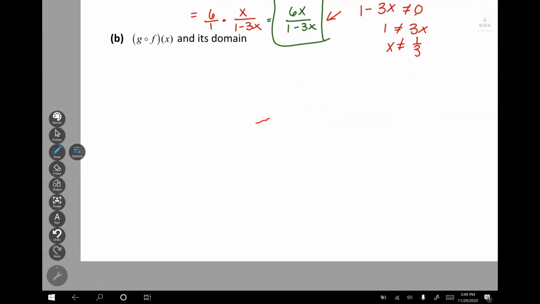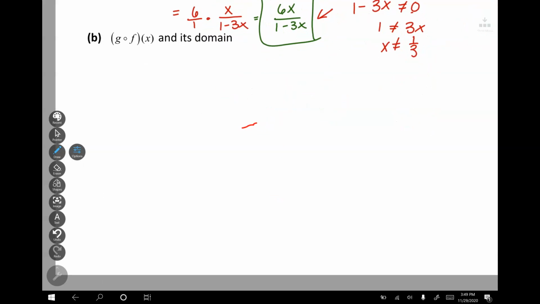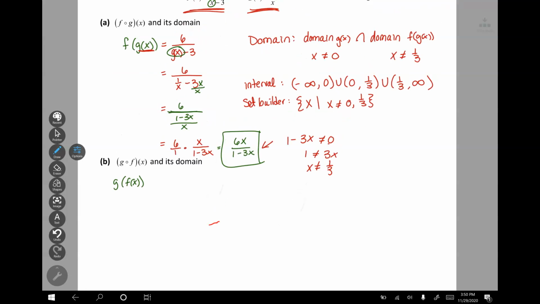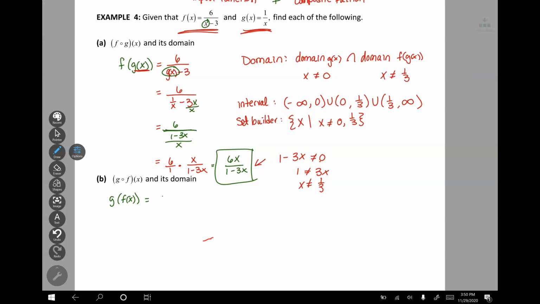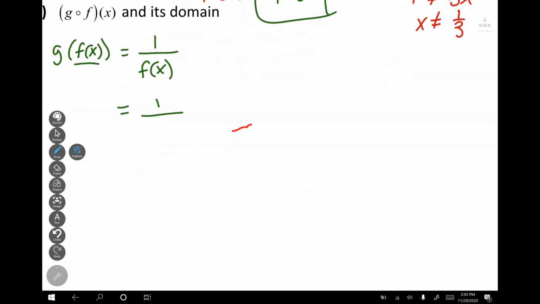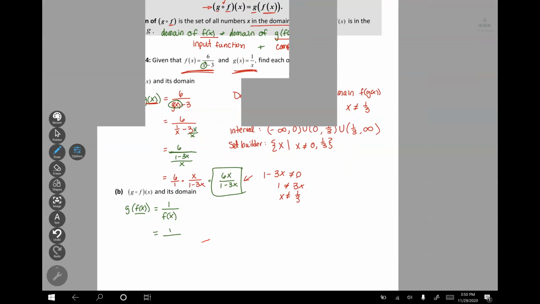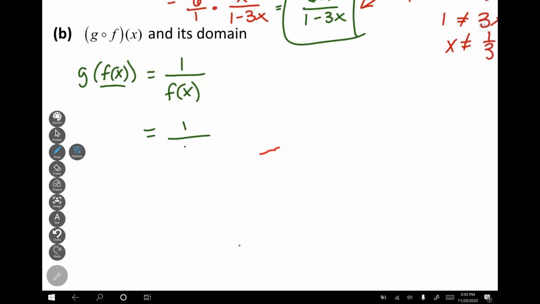All right. Now looking at b, we're doing g of f of x. So that is g parentheses f of x, plugging f of x into the function g. So let's see what the function g was. It was 1 over x. But instead of x, we are going to put f of x. So 1 over f of x. Well, f of x is 6 over x minus 3. Right? 6 over x minus 3. So in the denominator here, I'll put 6 over x minus 3.